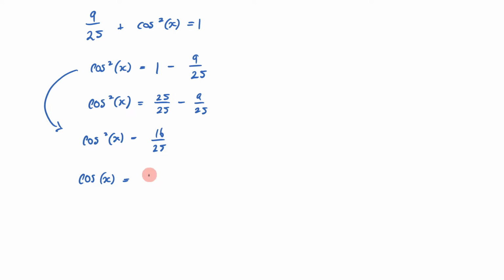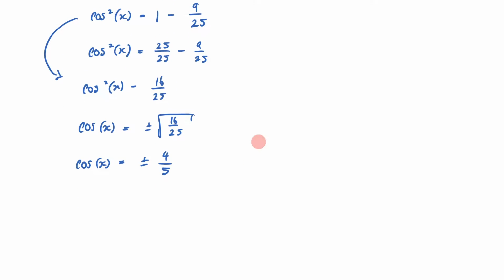Now, we want to get cos by itself, so I'm going to have to square root both sides, which means I'm going to get plus or minus the square root of 16 on 25. Cos of x is equal to plus or minus 4 on 5. Because remember, you're just squaring the top and squaring the bottom there. Now, this is where you've got to be careful. Is it positive or negative? It cannot be both. So this is where you've got to be careful and determine whether it's positive or negative.